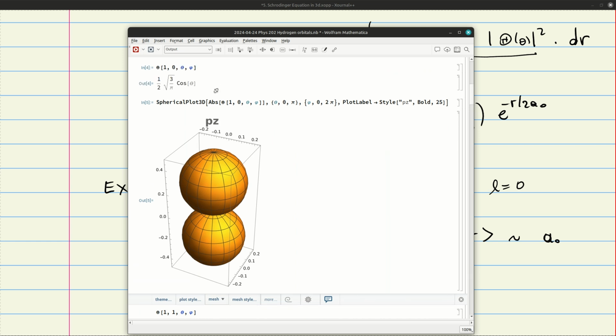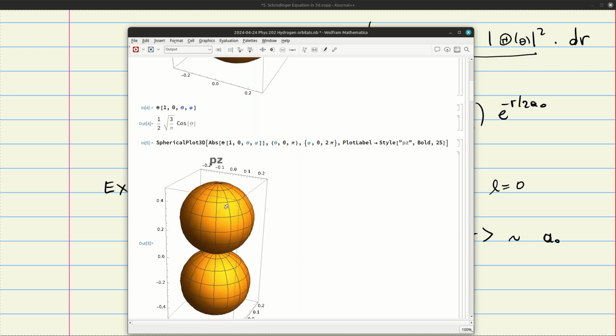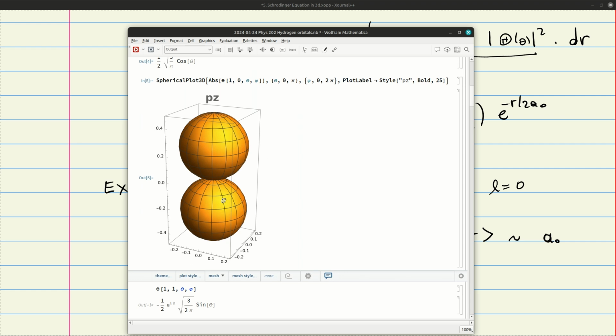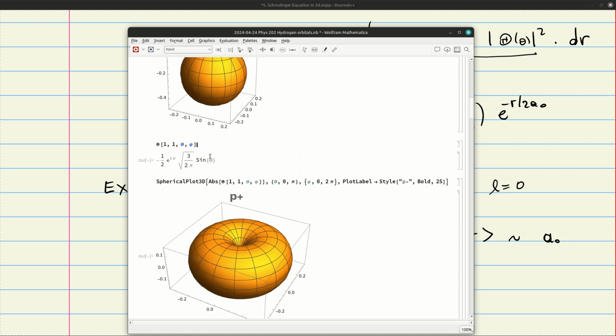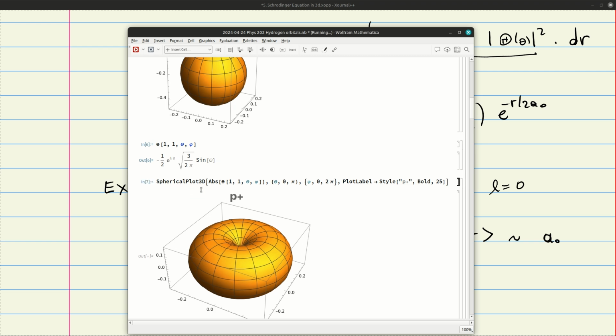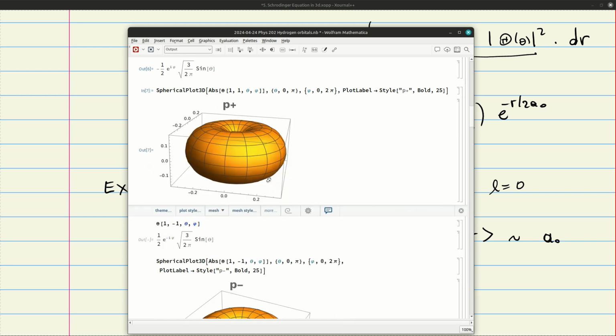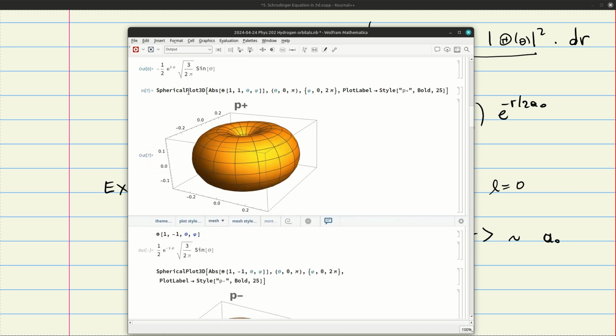L is equal to 1, right? M is equal to 0. So, kind of not bad. You can look at 1, 1, for example. Which I wrote as e to the i phi sine. And if you plot it, it's like a donut. I call this P plus because this is e to the i phi here.